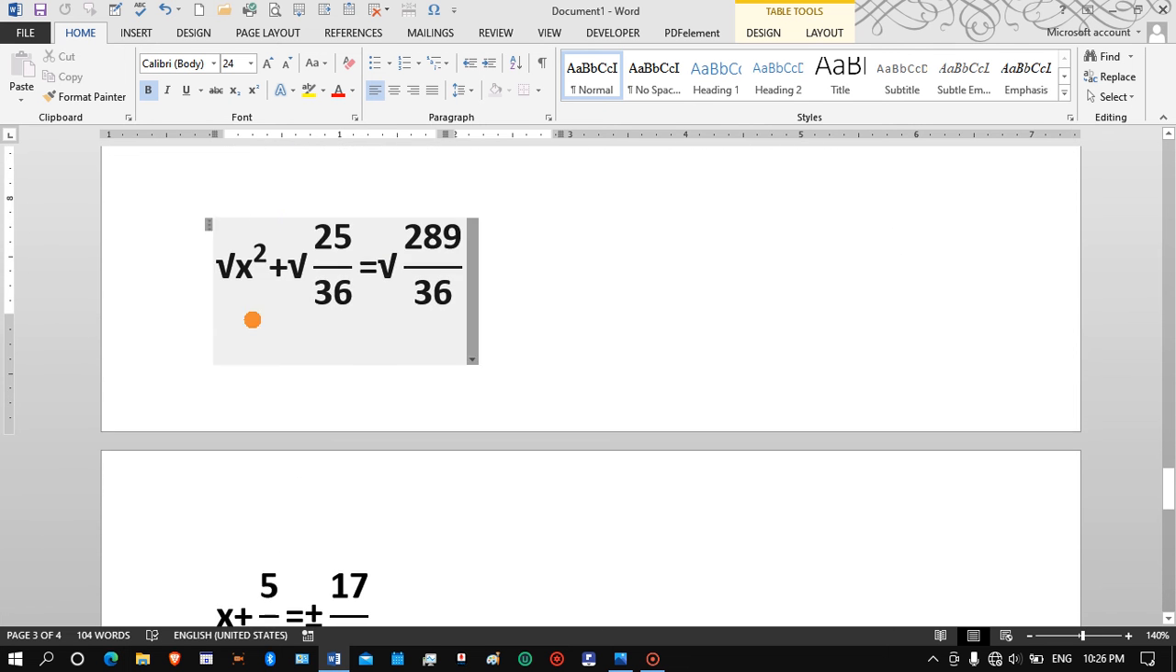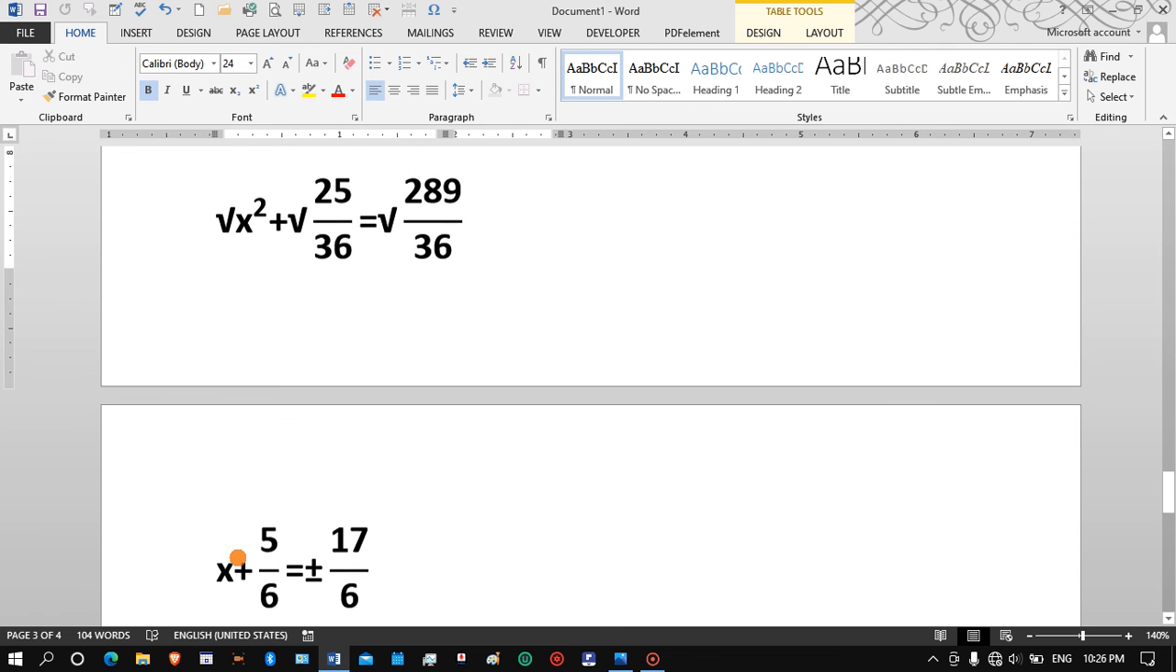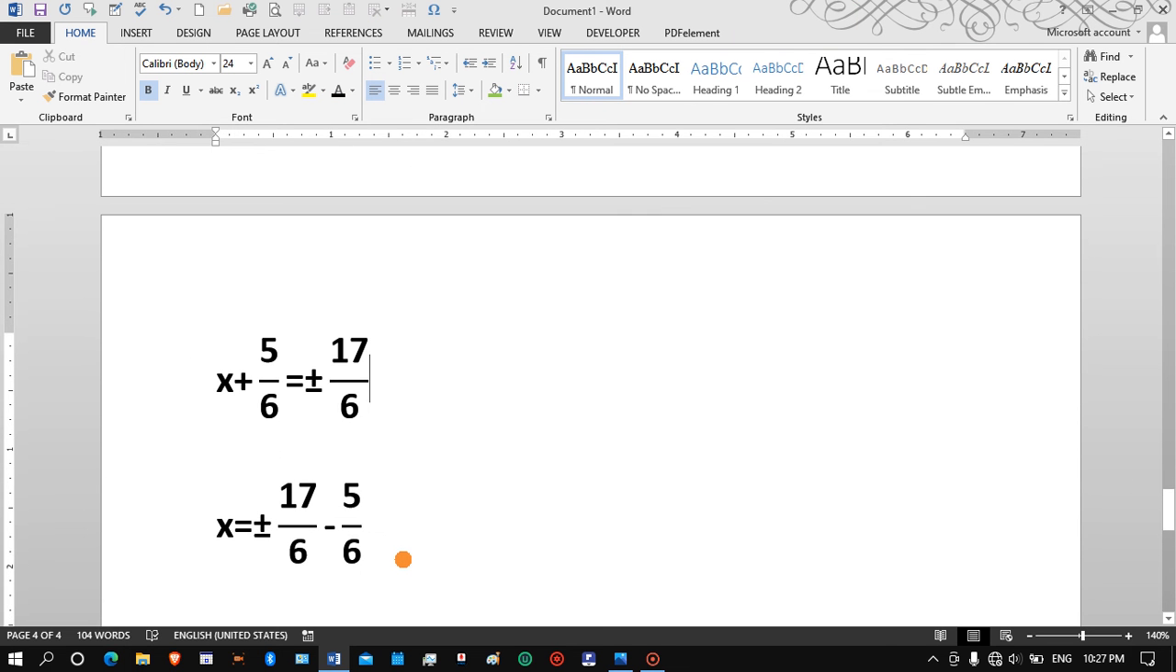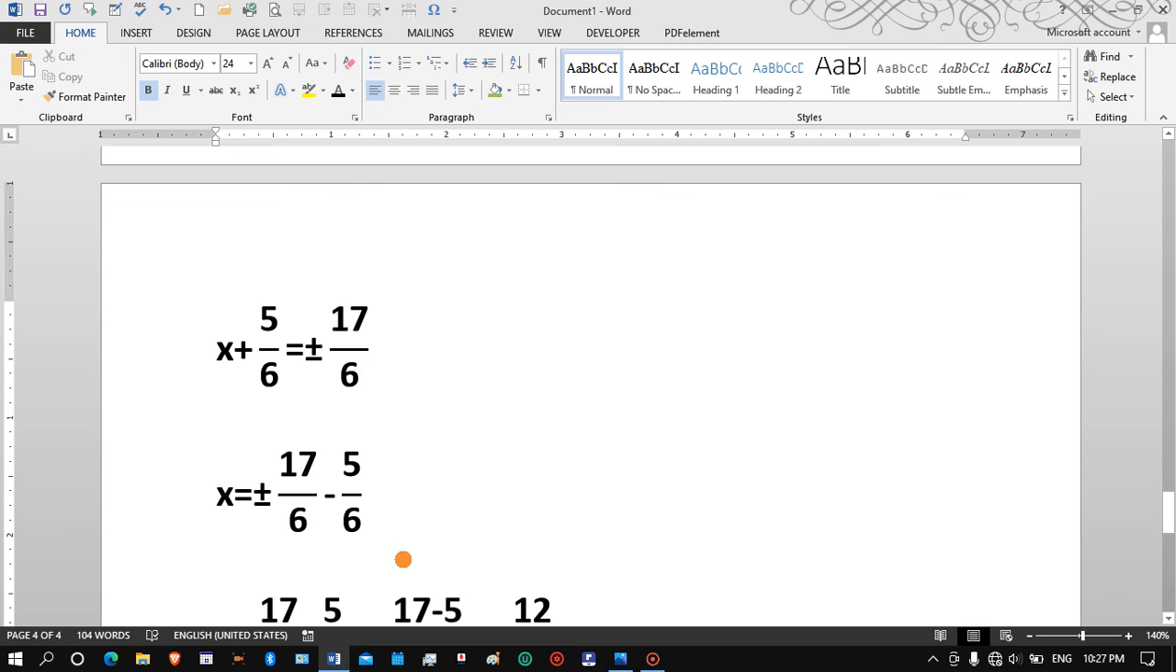The square root of x squared is x. The square root of 25 over 36 is 5 over 6, and the square root of 289 over 36 is 17 over 6. Then you remember that the square root of any number is plus or minus. So whenever you're indicating the square root of a number, you must indicate plus or minus.